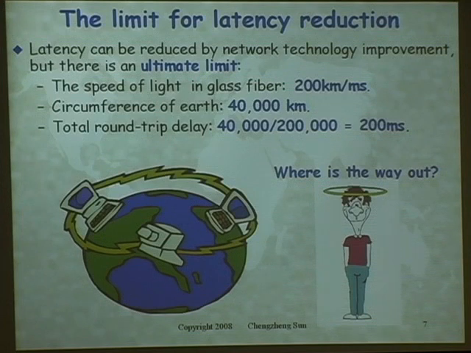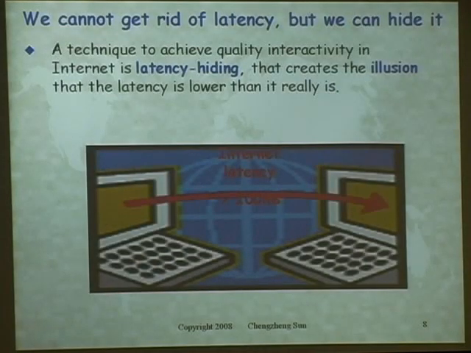And we should realize latency can be improved by technological advancement, but there is an ultimate limit. That is limited by the speed of light, determined by the laws of physics. Eventually, the total round-trip delay around the Earth is 200 milliseconds. We can't go beyond that. And 200 milliseconds is double the 100 milliseconds threshold value. So we need a way out. We can't get rid of latency, but we can hide it.